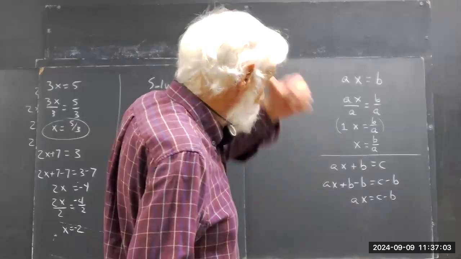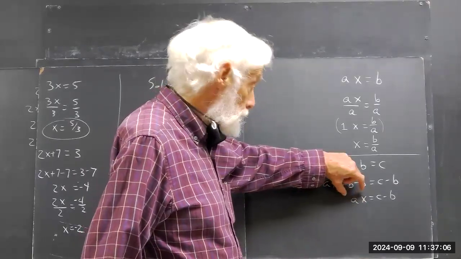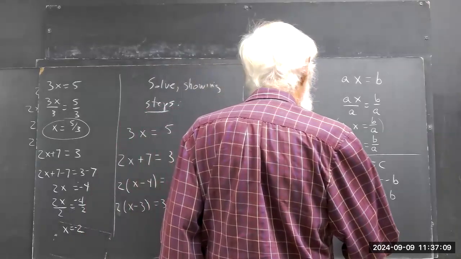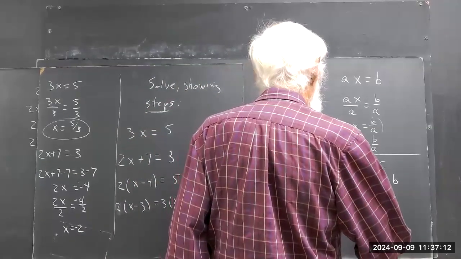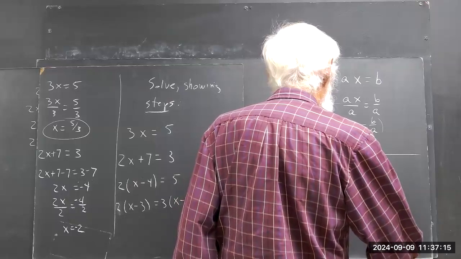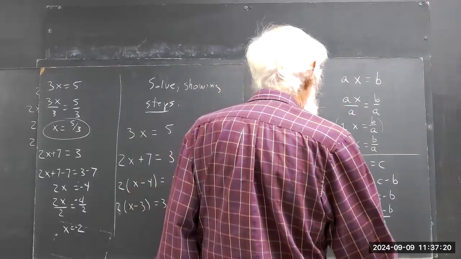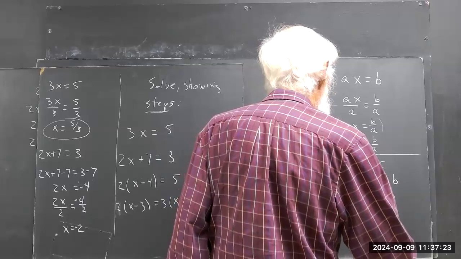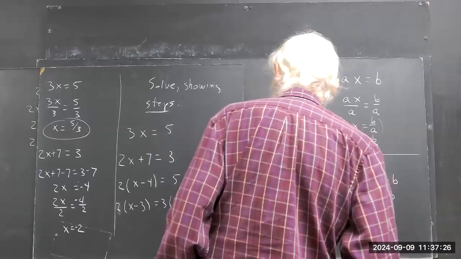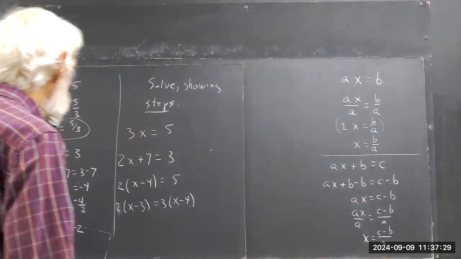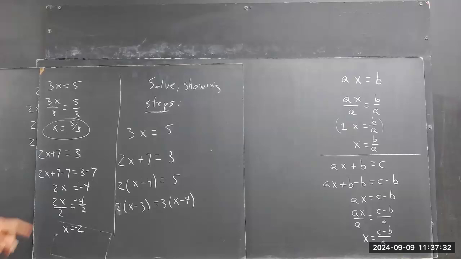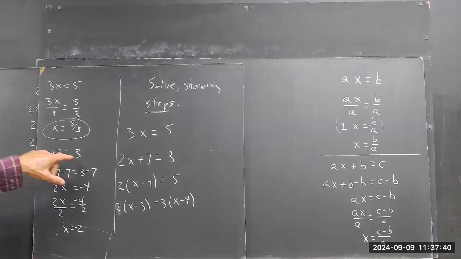Now, if we divide both sides by A, we're going to isolate X, and that's all we're going to have on this side. So we do AX divided by A equals C minus B divided by A. And AX divided by A, just like up here, is going to give us X. And we get C minus B over A. Now if we look at it, what do we do over here with the numbers? We subtracted 7 from both sides, right? So we wanted to get rid of that number first before we divide by 2.